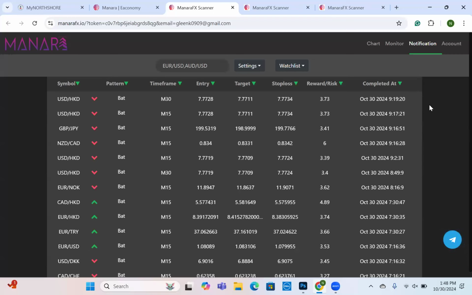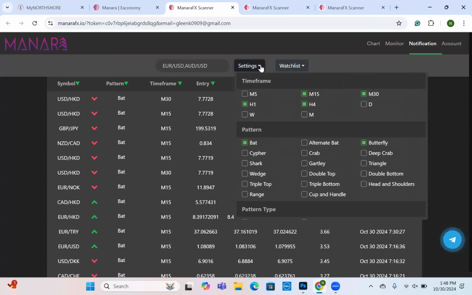Now these are all the signals that were sent today. But then you will also need to do the settings on your notification. You click on settings again. You can see it's not different from what we have done. It's the same thing, but you need to come and reset it here again. So you can screenshot it.